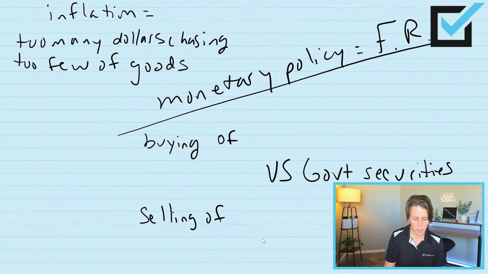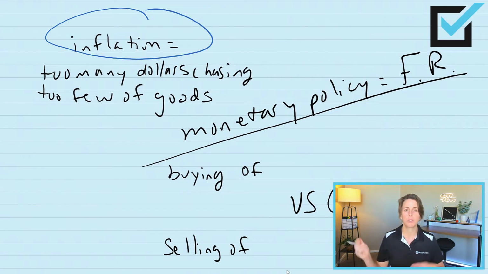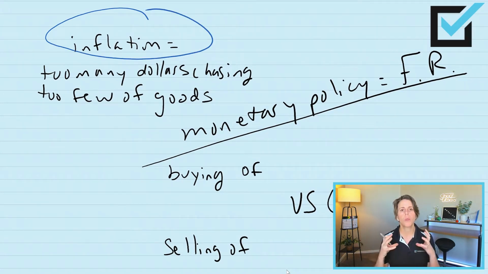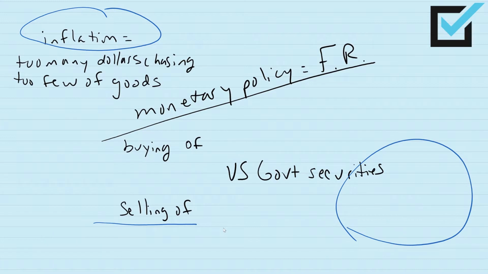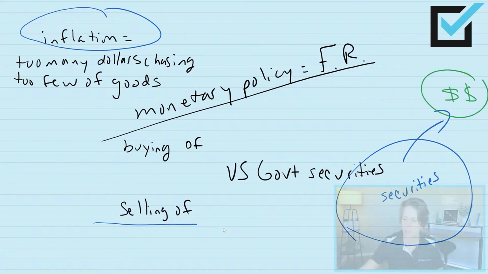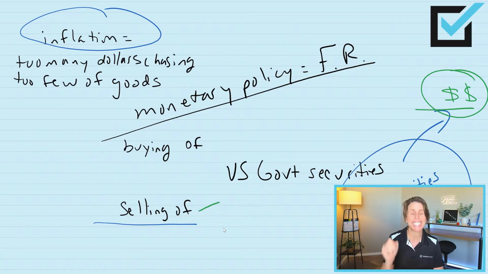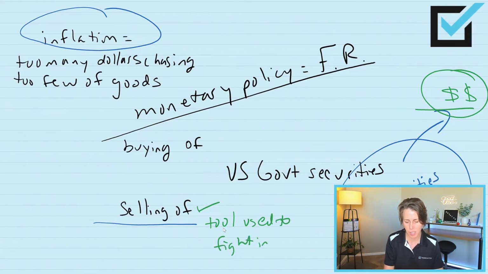So in this question, we have inflation, so too many dollars in the economy. We want to know which of these tools pulls dollars out. If the Fed sells U.S. government securities, the securities go into the economy, and what comes out of the economy? Dollars. Is that what we want to do to fight inflation? Yes. So the selling of U.S. government securities would be a tool used by the Federal Reserve to fight inflation.